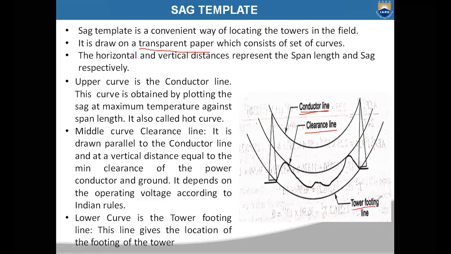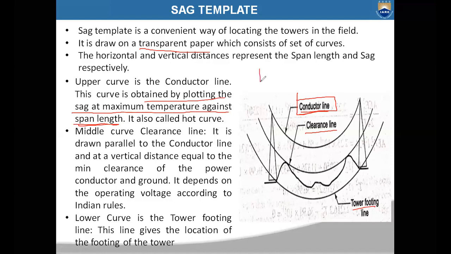Sag template will be drawn on a transparent paper by taking the proper scale. By taking the proper scale, you have to first draw the 3 curves, which are conductor line, clearance line, and tower footing line on a transparent paper. So how can you draw these? First you have to draw this conductor line. This conductor line can be obtained by plotting the sag at maximum temperature against the span length.